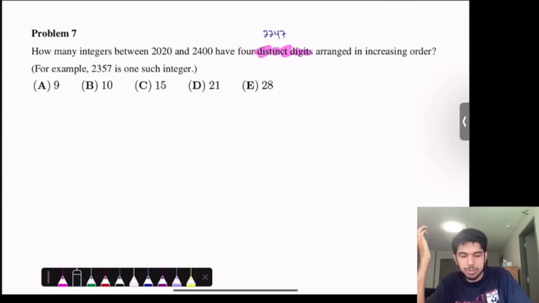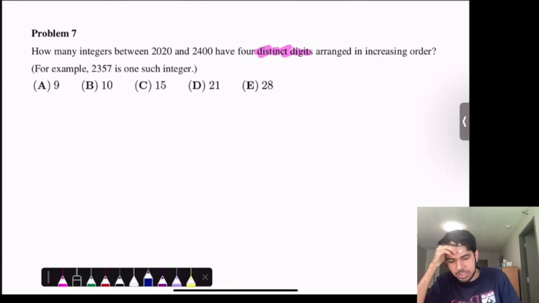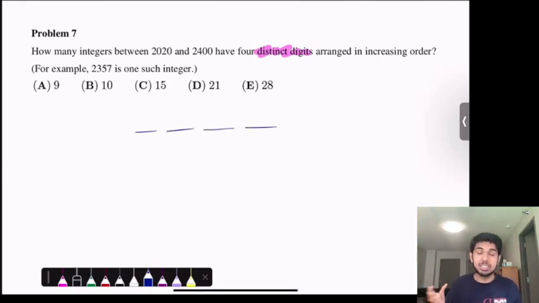We see that in 2357 in our example, all of the numbers are different from each other, so that works. And they must also be in increasing order. So with questions like this, where we're dealing with numbers and digits, what I like to do is just draw some spaces here. I drew 4 spaces because there's 4 digits in these numbers, and then try to make some conclusions about what we know.